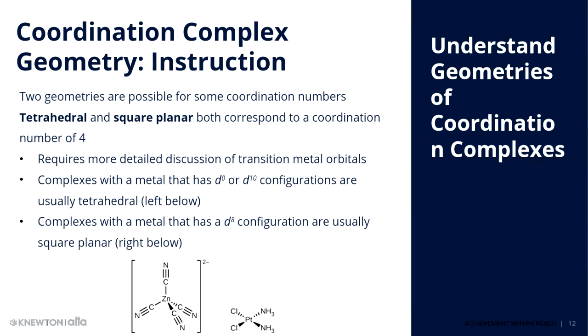For four ligands, when you have 4 ligands, you have the 2 examples here. For the D0 or D10 configuration, it is going to be tetrahedral, and for D8 it's going to be square planar. So it depends on the electron configuration of the central atom. It could have 2 different shapes when you have 4 ligands.